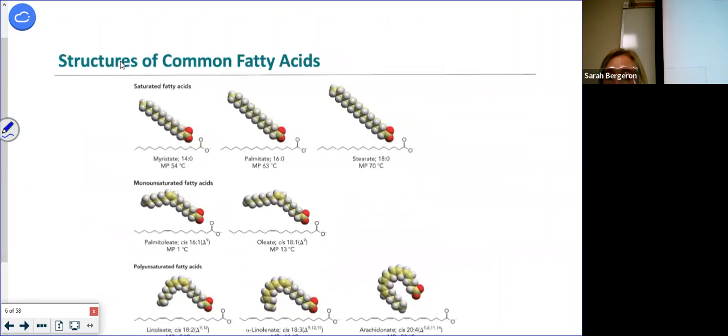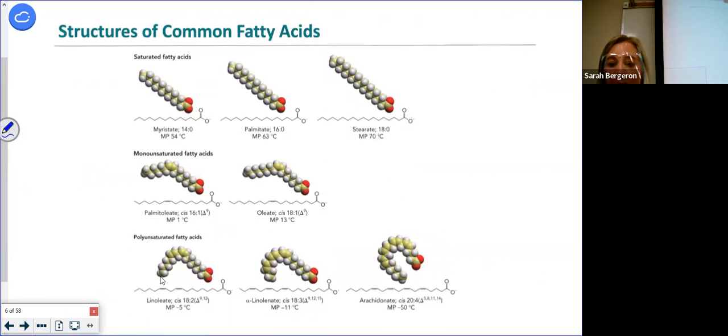So if we look at some of our common fatty acids, one of the things you have to be able to do is look at the structure and know how it's going to affect the melting and boiling points of the different lipids. So do you remember, I don't know what's the last chemistry you did this in, but intermolecular forces, do you remember intermolecular forces a little bit?